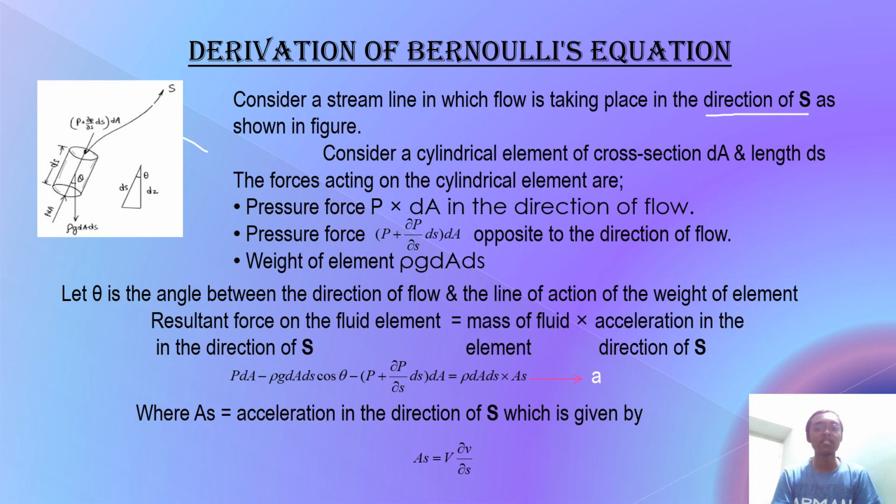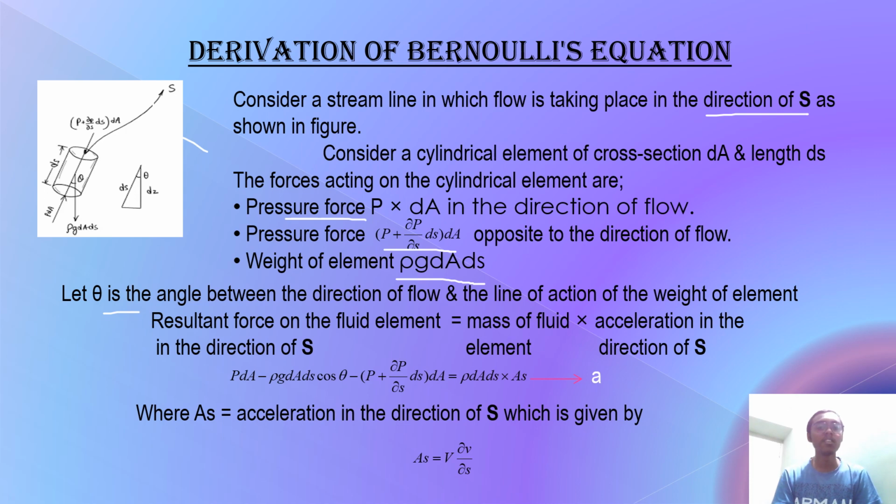The forces acting on the cylindrical element are the pressure force, P into dA, acting in the direction of flow. The pressure force P plus del P by del S into ds, with respect to dA, acts in the opposite direction of flow. And the self weight acts, rho g into dA into ds. Let theta be the angle between the direction of flow and the line of action of the weight of the element.